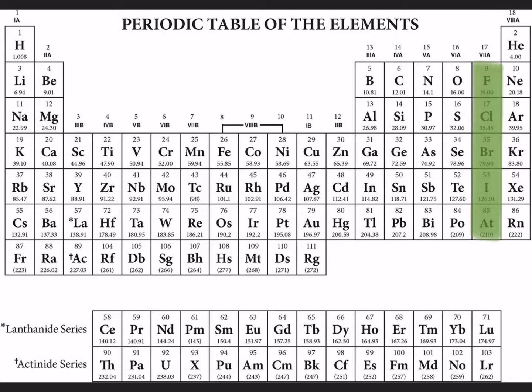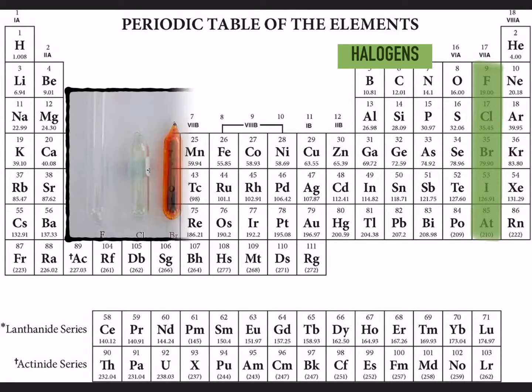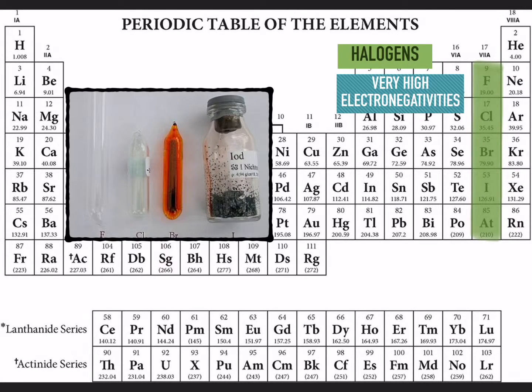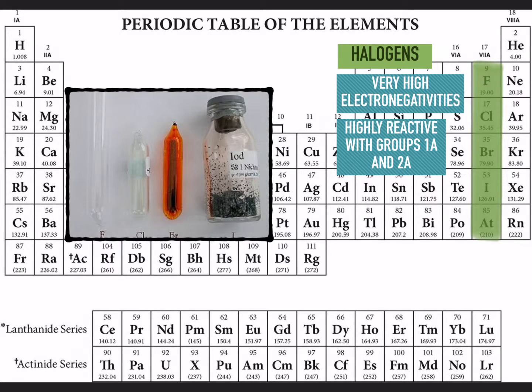Group 7A are called the halogens. They have very high electronegativities and are highly reactive with the alkali and alkaline earth metals. They also have very low ionization energies in their respective periods.